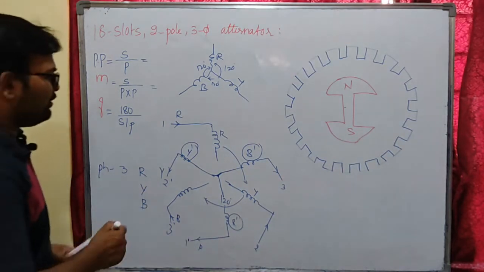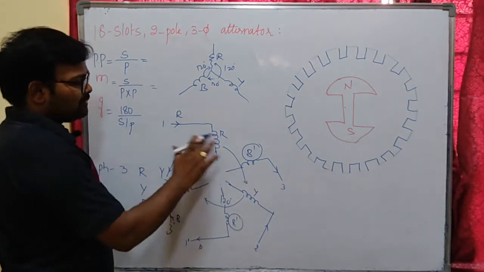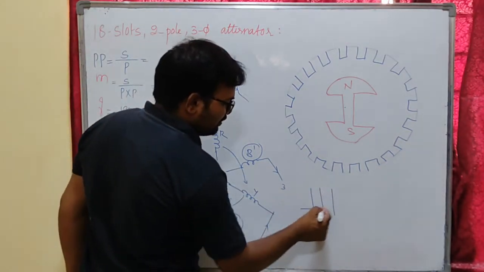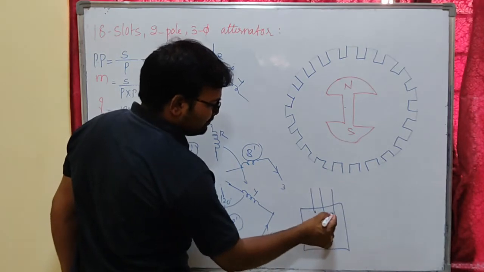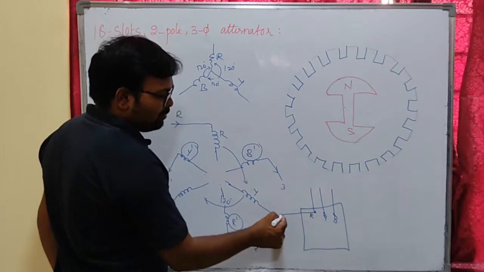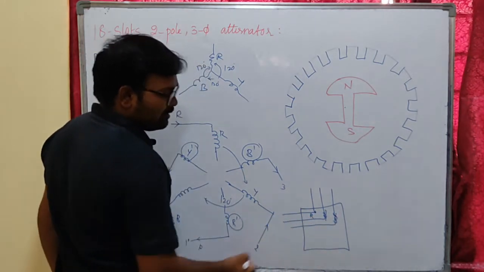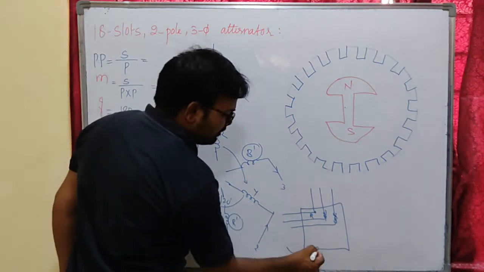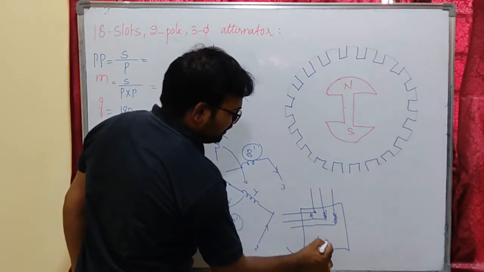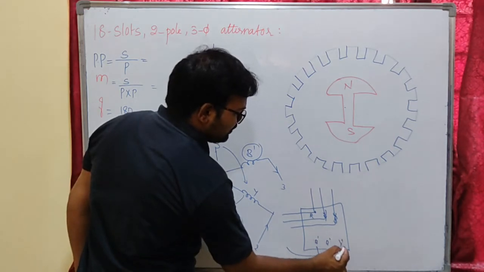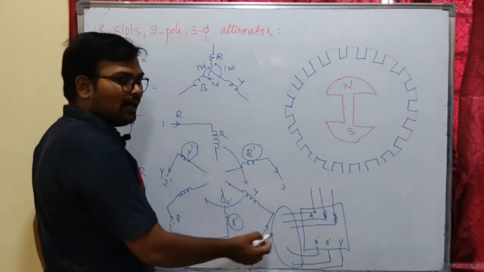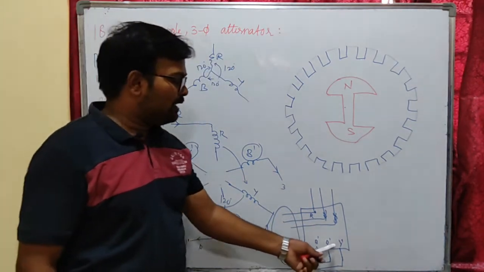You can see there are 6 terminals in the terminal box: R, Y, B and R dash, Y dash, B dash. This is my terminal box, this is R, Y, B. This winding will go into the machine and come out as R dash, B dash and Y dash. R, Y, B will go into the machine and R dash, Y dash, B dash will come out of the machine.